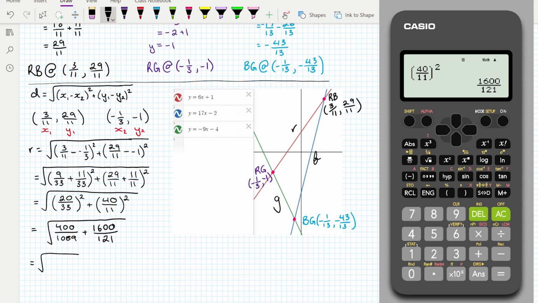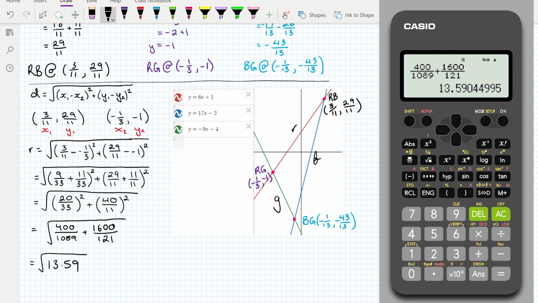And then we can add those together. Again, do this on a calculator. I wouldn't expect anyone to be able to do this in your heads, or that's not quite the purpose of this exercise anyway. 400 divided by 1089 plus 1600 divided by 121, and that gives us 13.59.